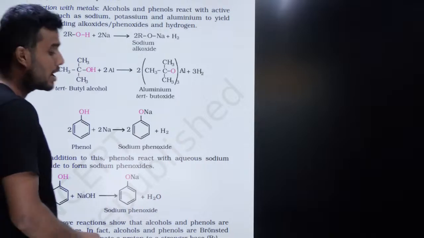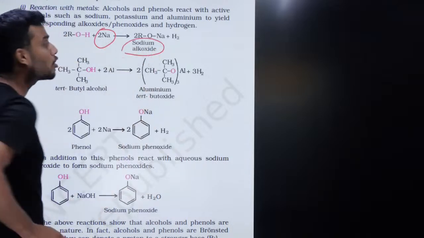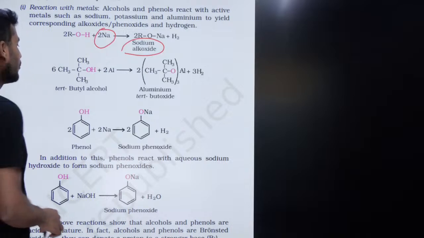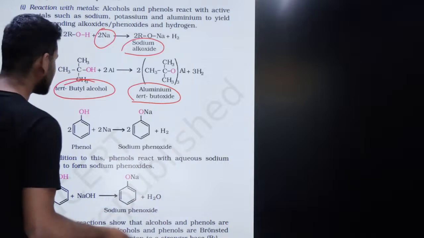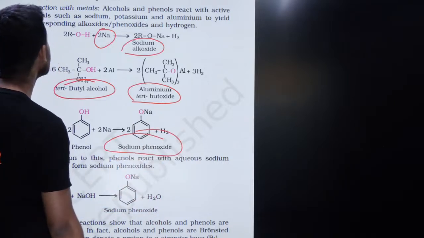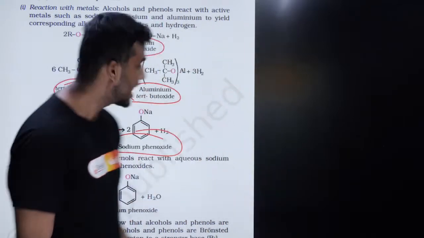Now, the acidity of alcohols. Students, we already know that whenever ethanol is reacted with sodium, it forms sodium ethoxide. Similarly, whenever we take tertiary butyl alcohol, it forms aluminium tertiary butoxide and other products. Sodium phenoxide, everything is the same. Here, acidity depends completely on this. NaOH, ONa is forming, right, students?